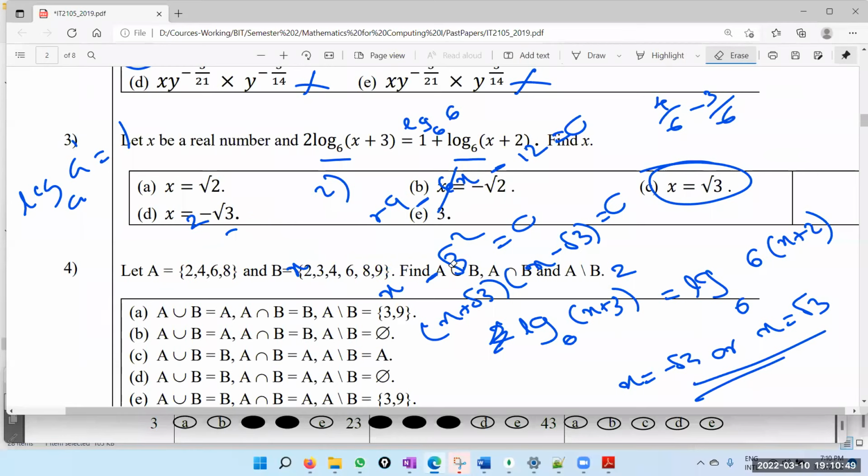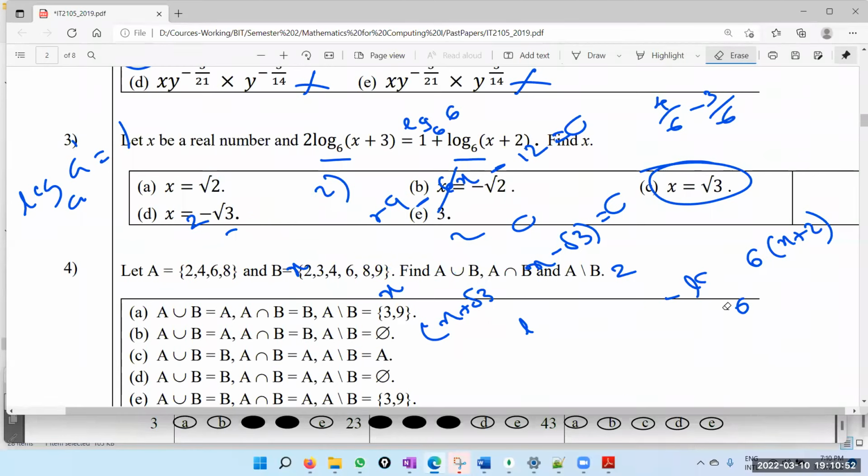So the answer is minus root 3 or plus root 3. Okay.